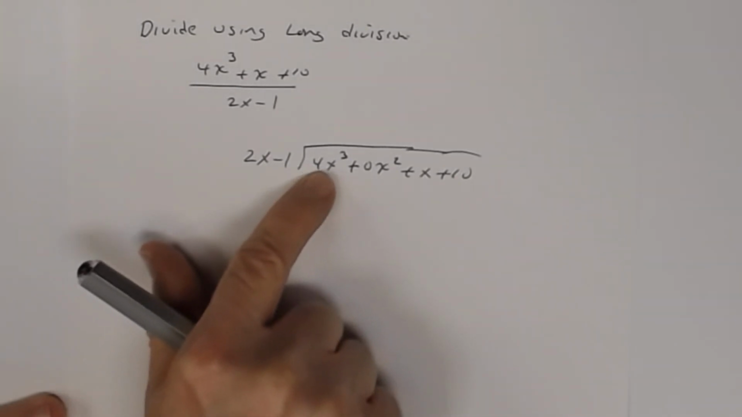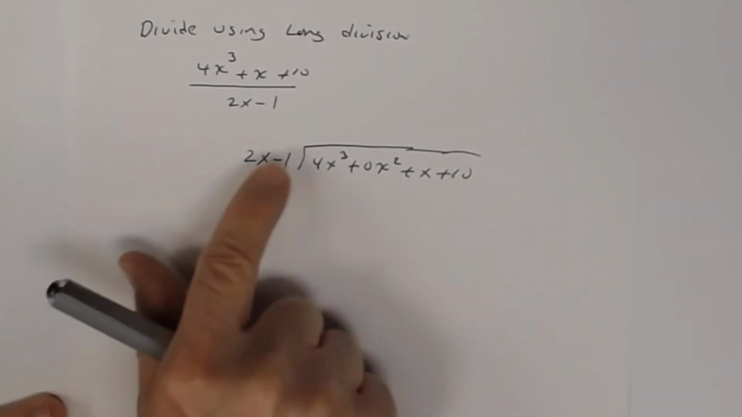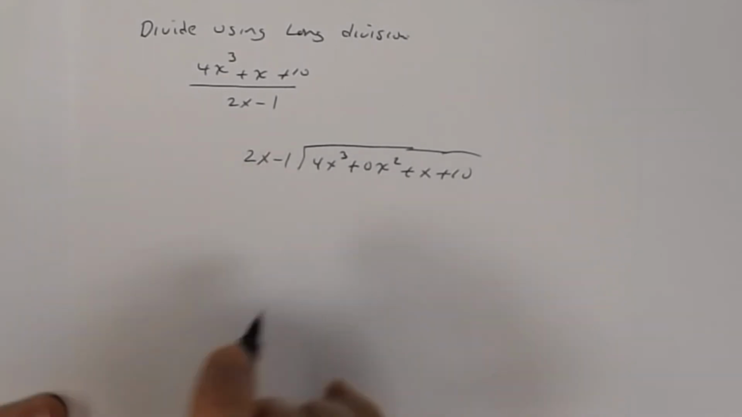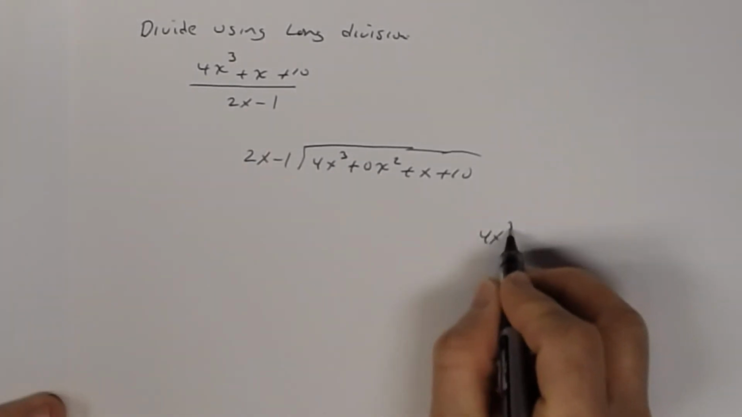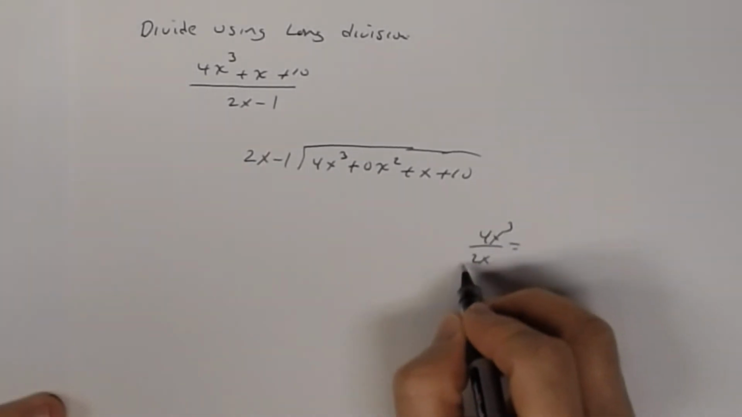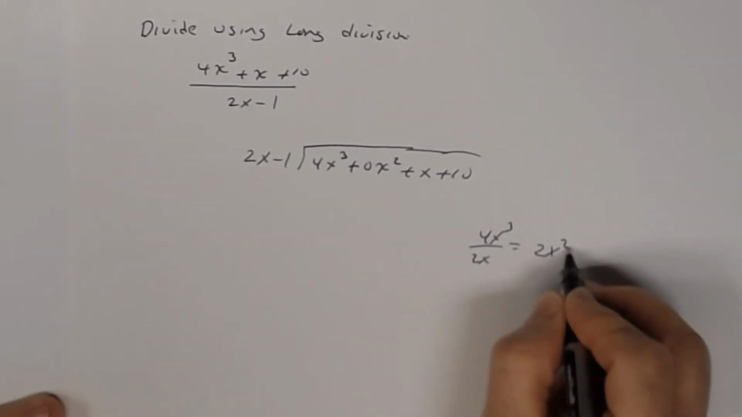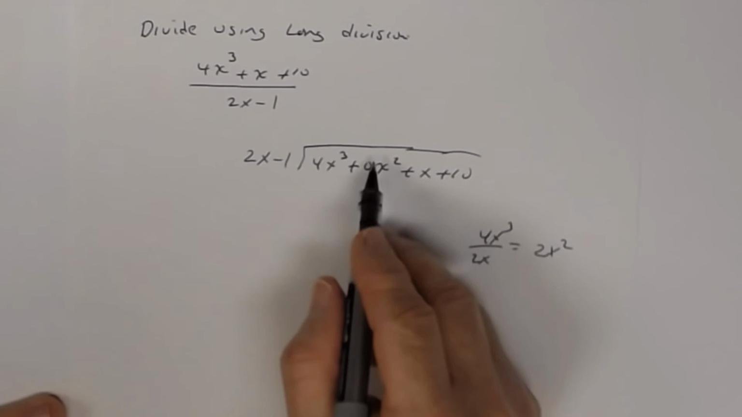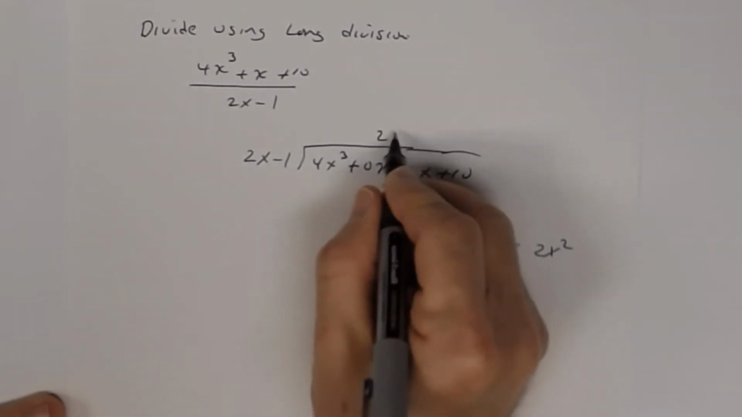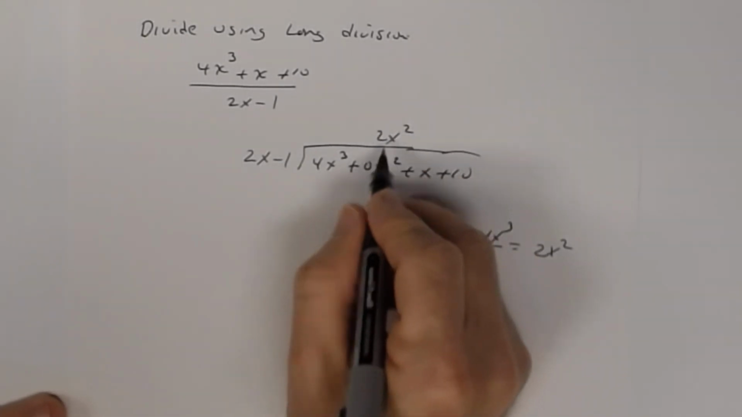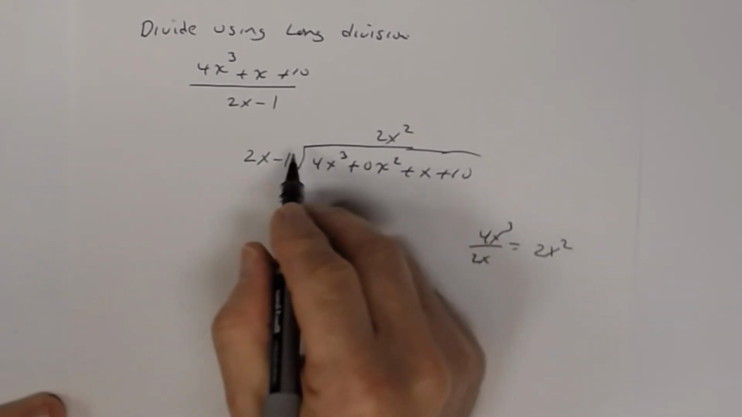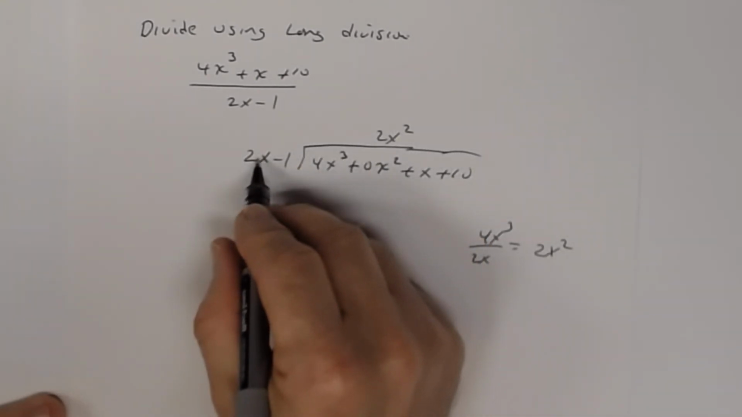Okay, so remember we said the first divided by the first. So 4x cubed divided by 2x. 4 divided by 2 is 2. X cubed divided by x is x squared. So you can line up your like terms. See the reason why you needed this? So 2x squared, you put your x squareds over each other. Then you multiply.